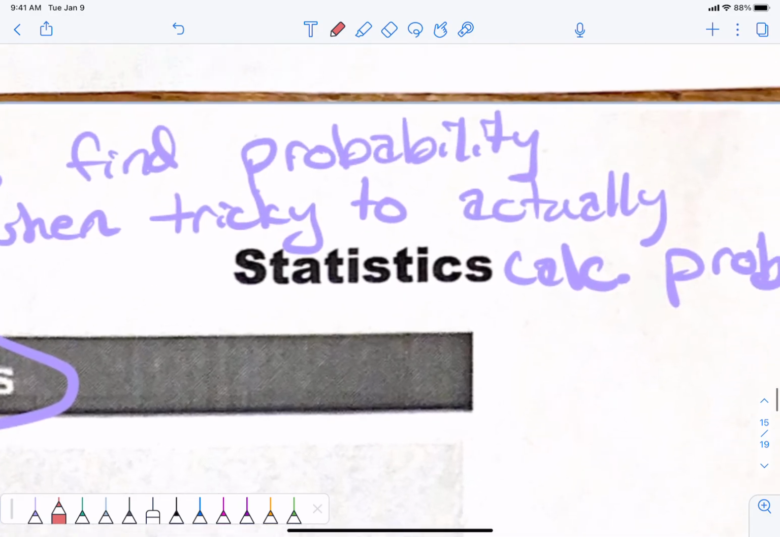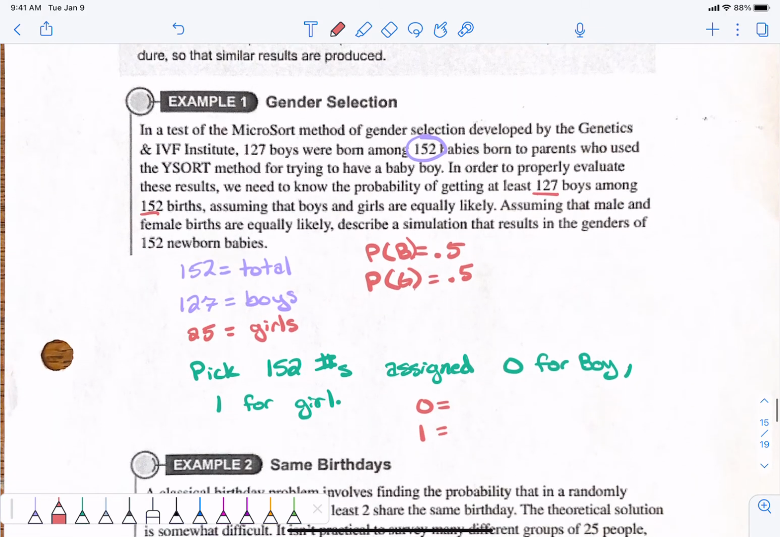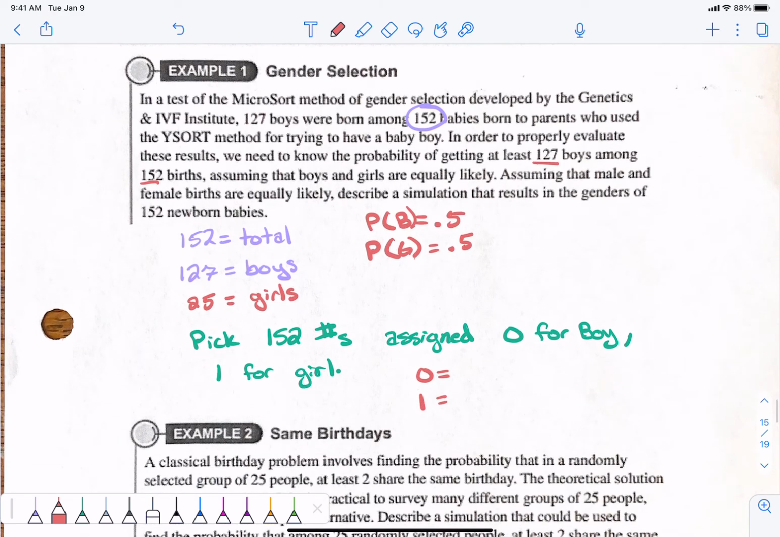Let me see. When it's tricky to actually calculate the probability. Go back. There? Okay. All right, ready? Okay.